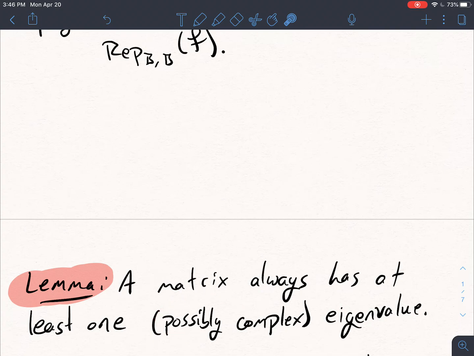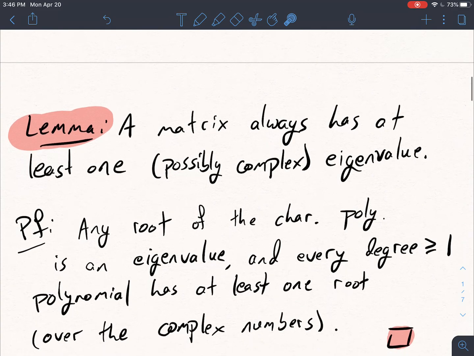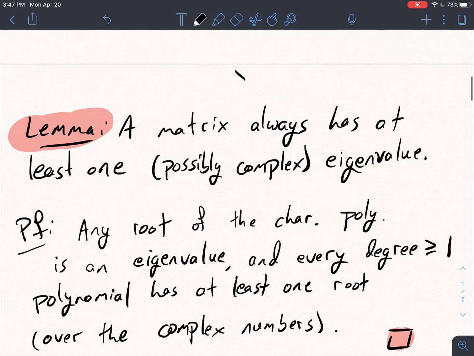Next I want to talk about a lemma. The lemma says that a matrix always has at least one, possibly complex, eigenvalue. So if you allow your eigenvalues to be complex numbers, like 5 plus 6 times the square root of negative 1, then you will always have at least one eigenvalue for your matrix. And the proof of that is pretty straightforward. Eigenvalues are literally just roots of the characteristic polynomial. So any root of the characteristic polynomial is an eigenvalue, and every polynomial of degree at least one has at least one root over the complex numbers.